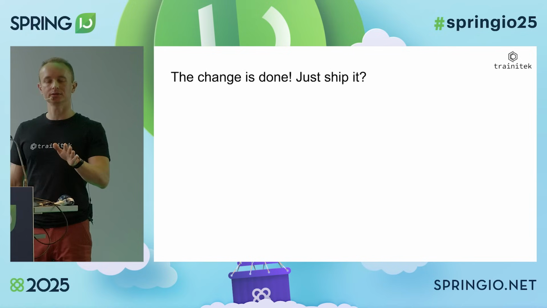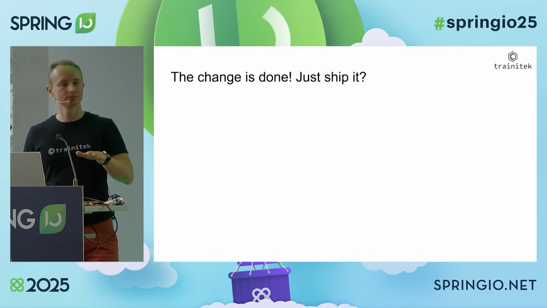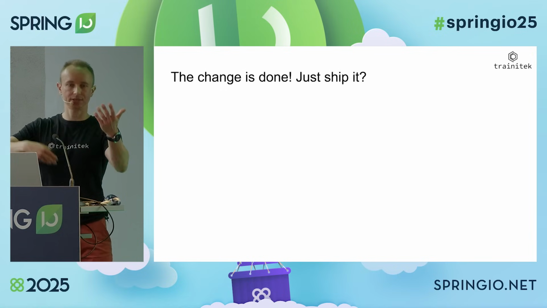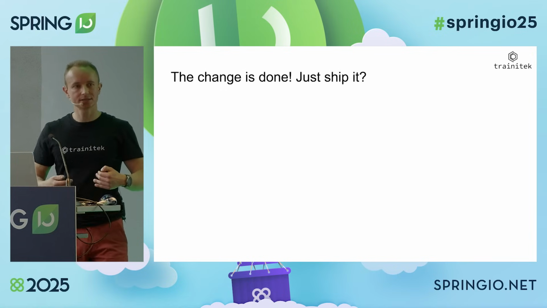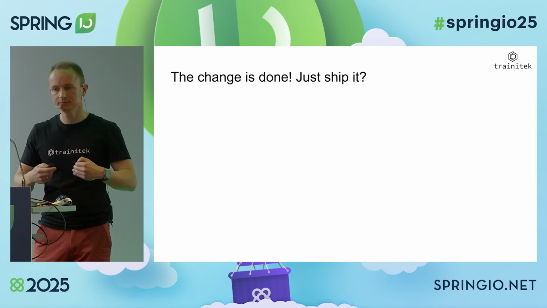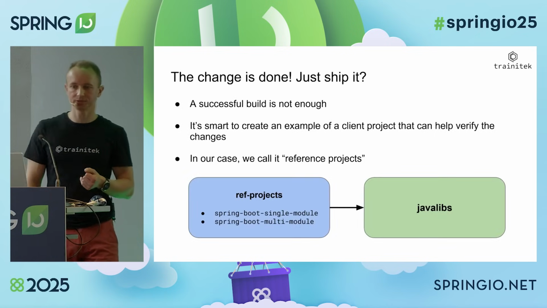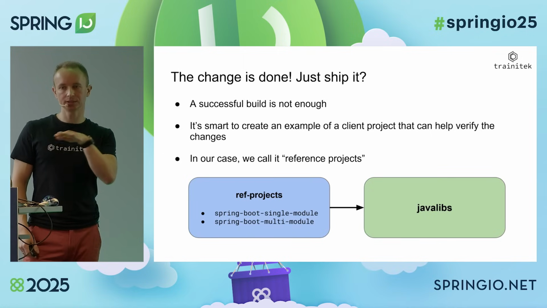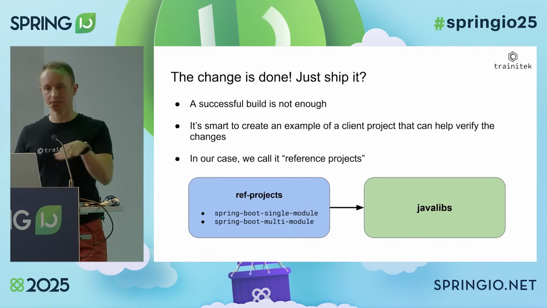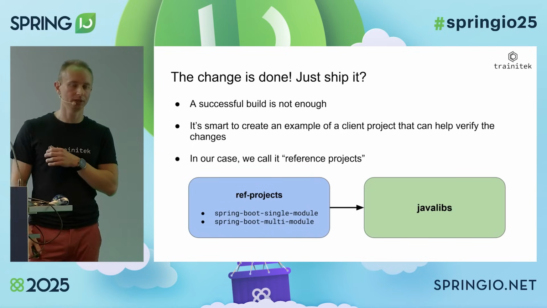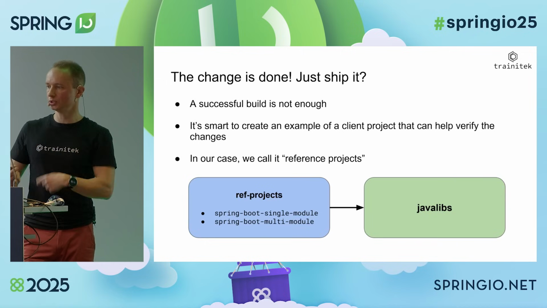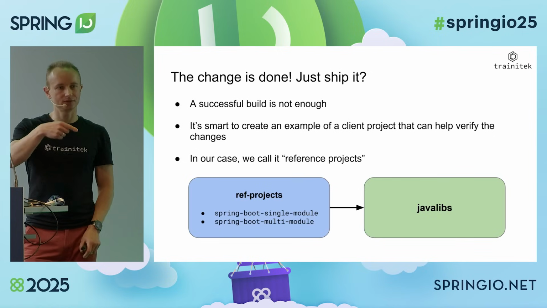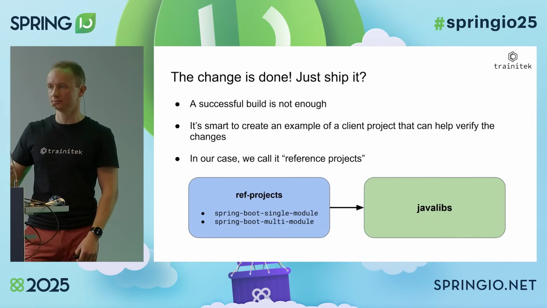Okay, so let's say we have done the change, should we just ship it? Build works great, tests are fine. In our case, we decided that no, a successful build is not enough, and we created a couple of reference projects. One single Spring module, another one Spring multi-module, that depends on these Java libs. When we make a change, we build those projects as well, and we run them as well, and check that everything is still fine.